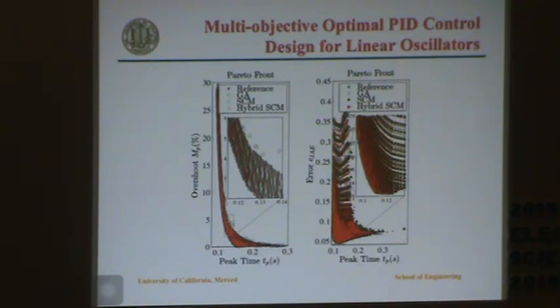But one thing I want to point out is, compared to many mathematical benchmark optimization problems, this is a real engineering problem. It actually shows a very clear pattern in the Pareto problem. This was not usually observed in many mathematical problems. So there must be a good reason why that's a nice pattern.